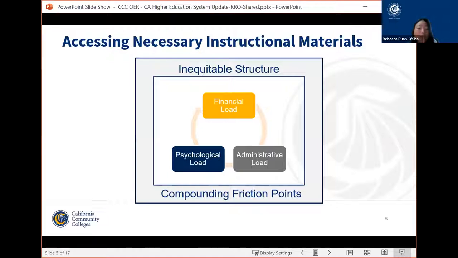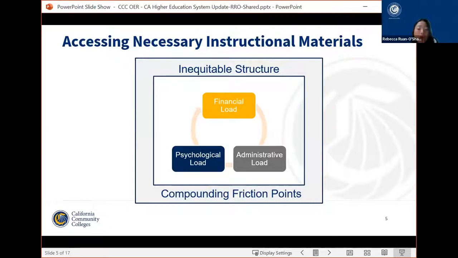And I want to spend a few minutes on this slide, really focusing on the student friction points around accessing necessary instructional materials. First, I think it's important to acknowledge that instructional materials are necessary for successful student engagement and completion. So student success necessitates that we treat students' equitable access to these materials as a must-have, not a nice-to-have, right? Because this directly impacts student outcomes and the vision for success goals, it's our bread and butter. So we as a system need to tackle this issue with or without dedicated funding.